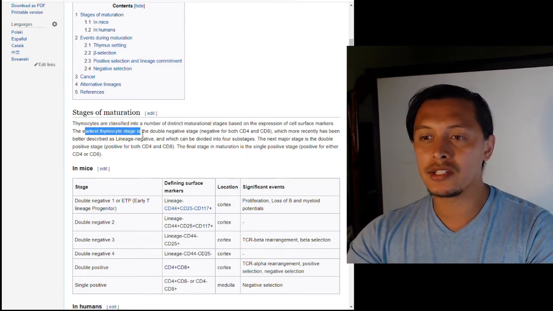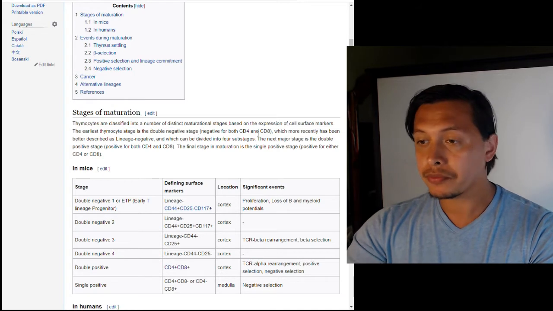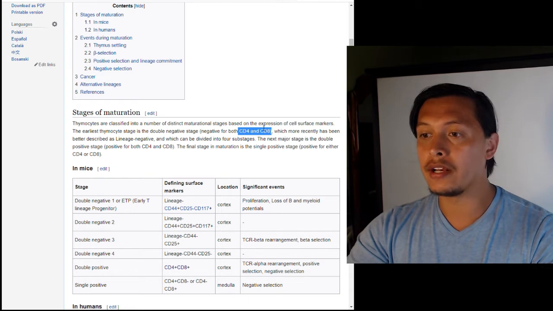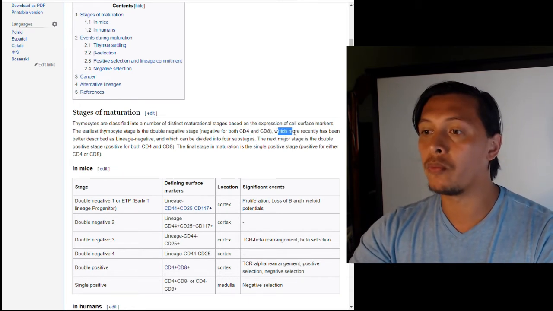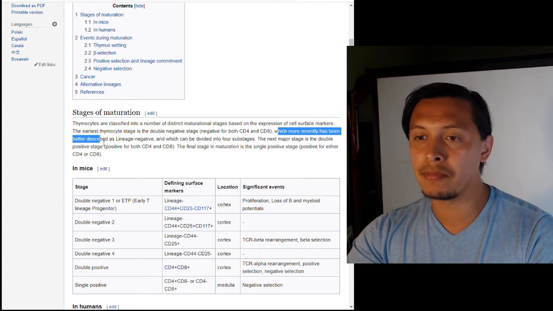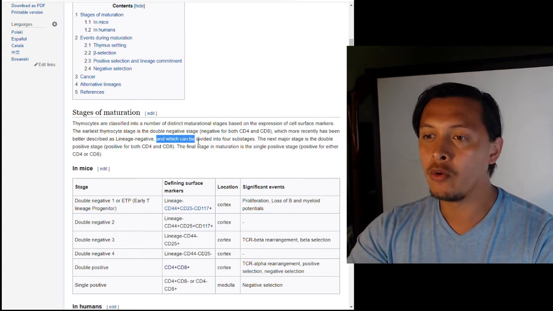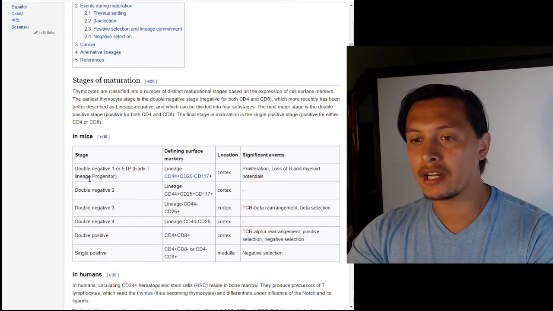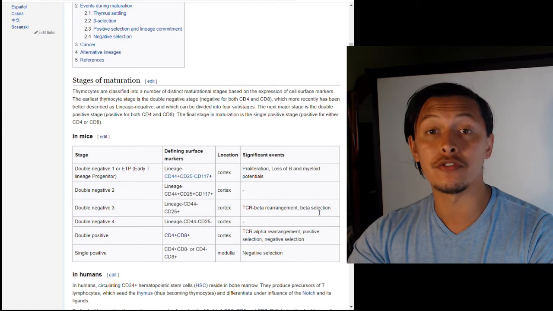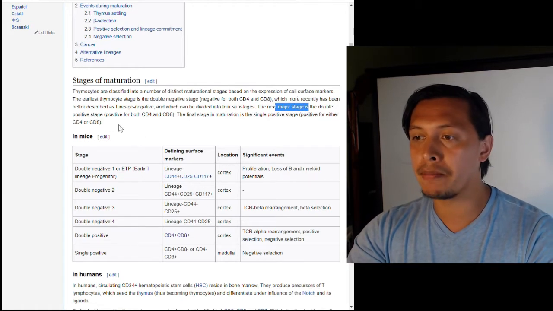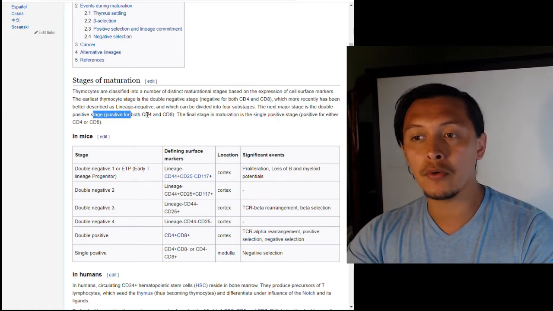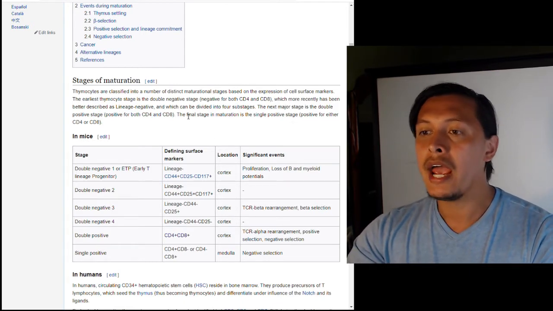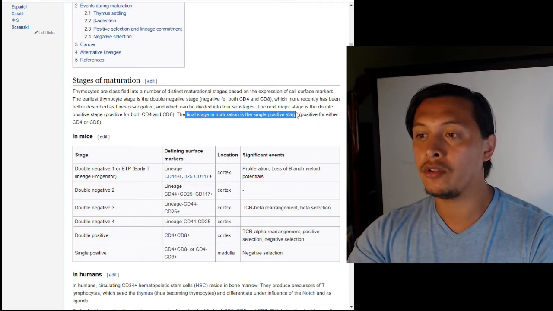The earliest thymocyte stage is the double negative stage, in which they are negative for both CD4 and CD8. I'll go over what these are a little bit more later. This stage, which more recently has been better described as lineage negative, can be divided into 4 substages. So here are the double negative stages, divided into 4 stages. The next major step is the double positive stage, positive for both CD4 and CD8. And the final stage in the maturation is the single positive stage.